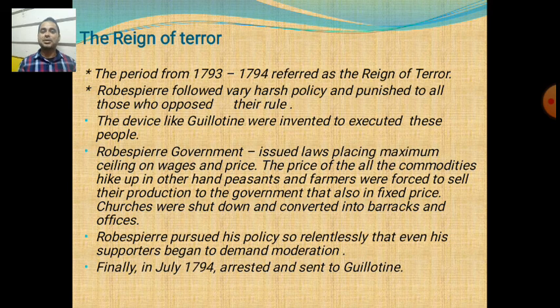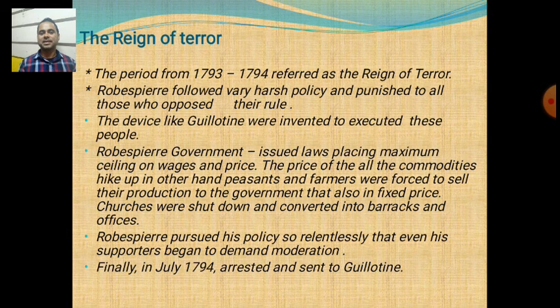The Robespierre government issued a law placing a maximum ceiling on wages and prices. The prices of all commodities went up. On the other hand, peasants and farmers were forced to sell their production to the government, also at a fixed price. Churches were shut down and converted into barracks and offices. Robespierre pursued his policy so relentlessly that even his supporters began to demand moderation.